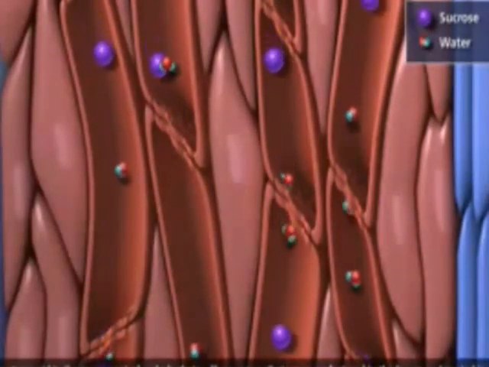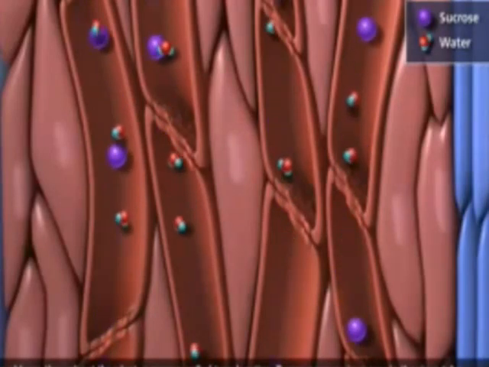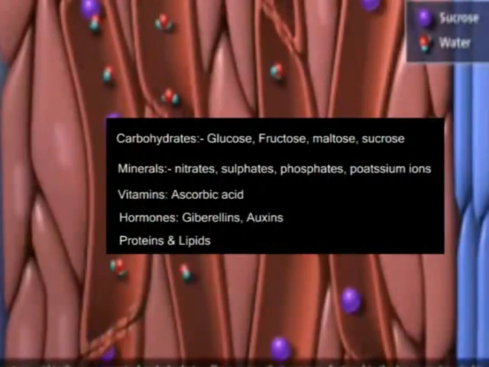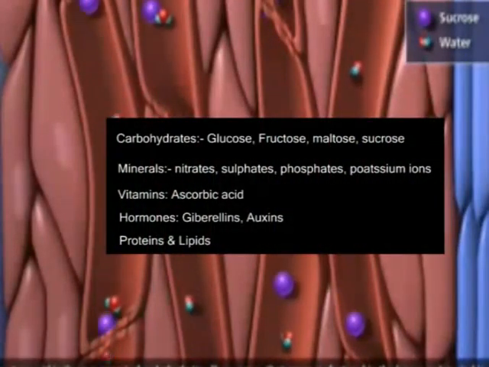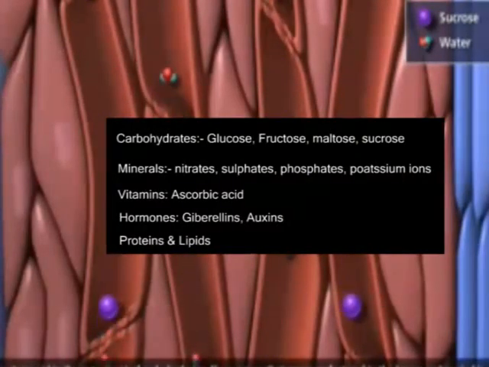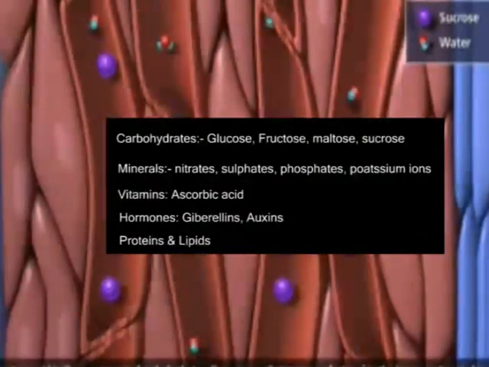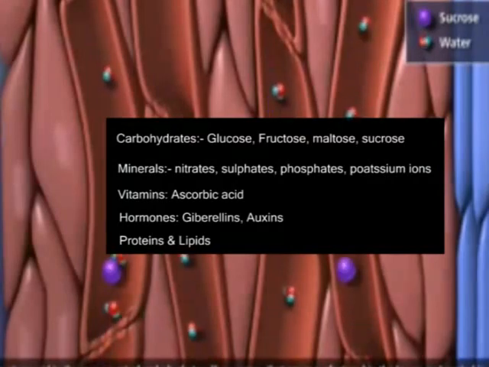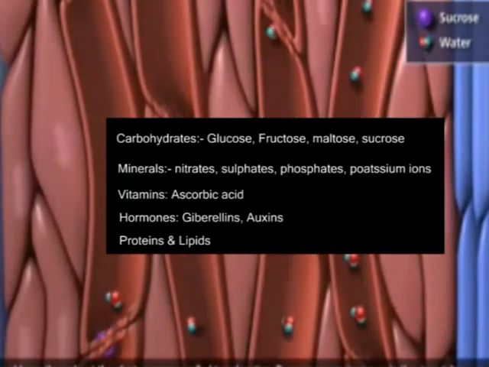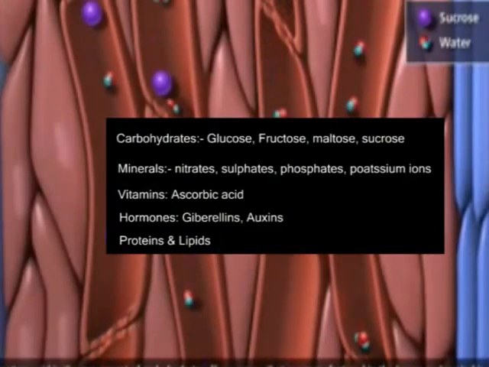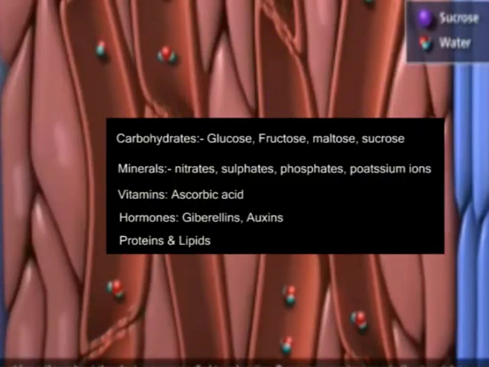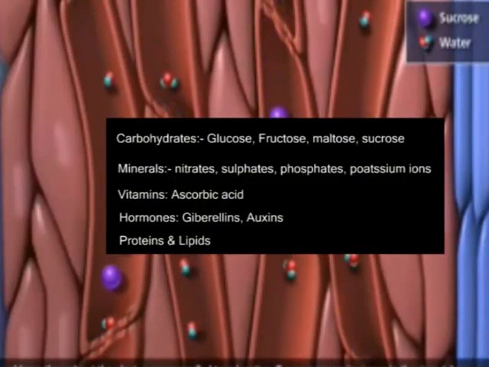Translocation of manufactured food substances from the leaves to where they are either used or stored occurs in the phloem. Materials transported include carbohydrates such as glucose, fructose, maltose, and sucrose. Mineral elements such as nitrates, sulfates, phosphates, and potassium ions are also translocated. Vitamins translocated include ascorbic acid, while hormones translocated include gibberellins and auxins as well. Phloem also translocates proteins and lipids.